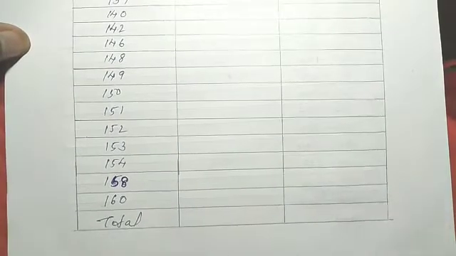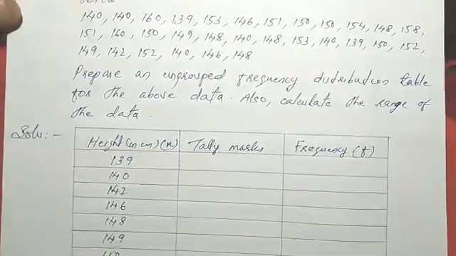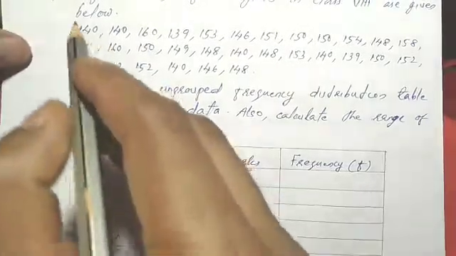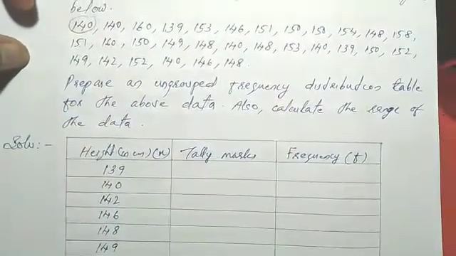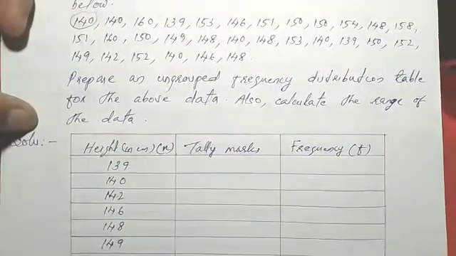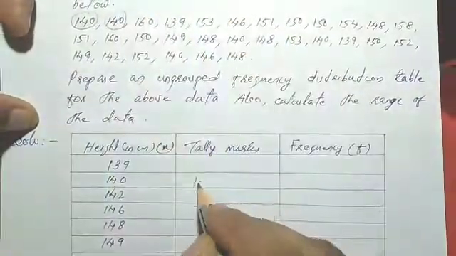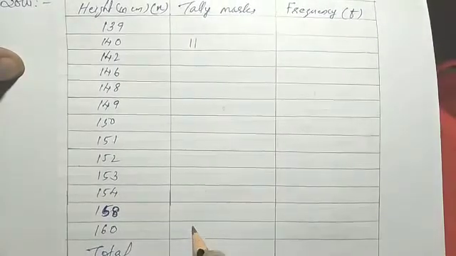Then we are going to mark the tally marks. From the observations we have to mark the tally marks. It is better to use a pencil to mark them. The first observation is 140. We will round it here, 140. After that we mark 141 tally mark 1. Again it is 140, there itself, mark 1 there. 160 is the last one. Here we will mark tally mark 1.